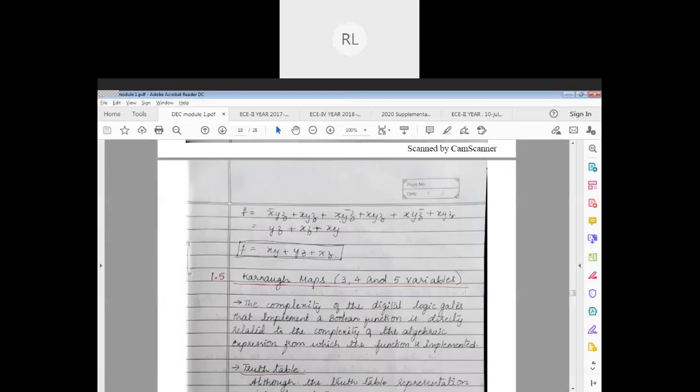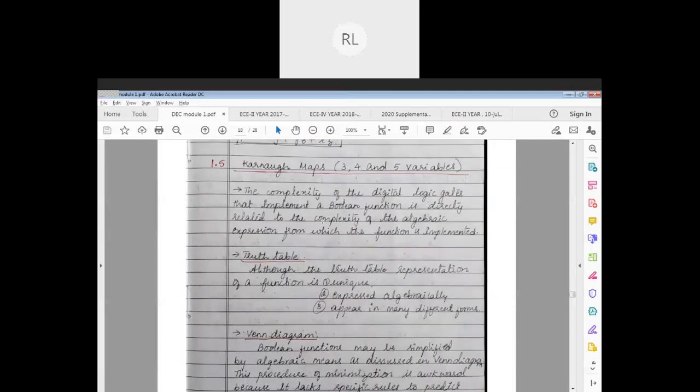So K-map is actually used for minimizing a function. When I say minimizing a function, it means I have this big equation, and using my K-map, I can actually reduce it to a smaller form. So how do I do it? Let's go through the information.